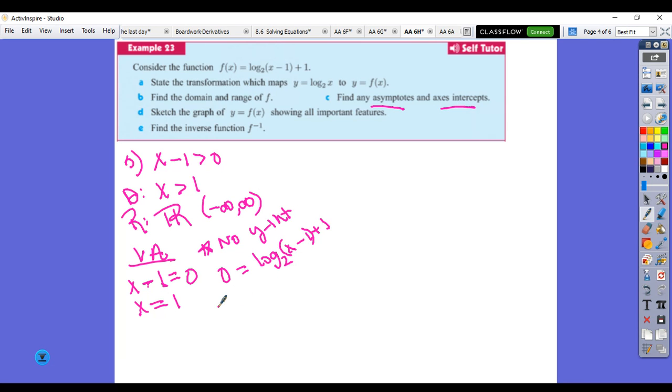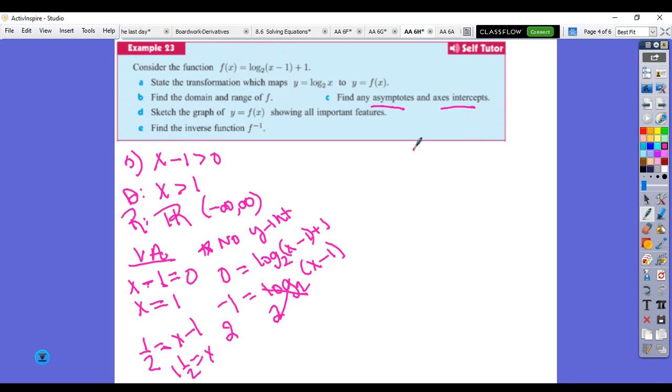So I need to subtract 1. Now we can do this a couple of ways. We can rewrite exponentially. I'm just going to raise both sides to the power of 2. So that cancels this out. 2 to the negative 1 is 1/2, equals x minus 1. Add 1. So 1 and 1/2, or 3/2, is our x-intercept.